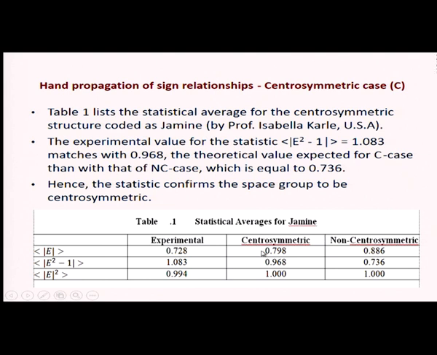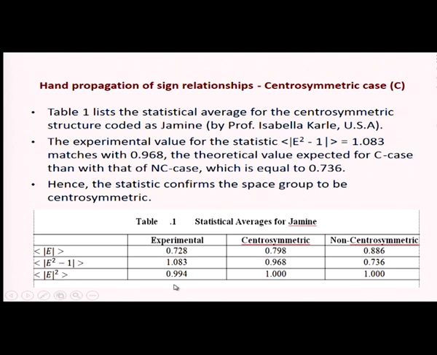Theoretically, there is a distribution for centrosymmetric structure and non-centrosymmetric structure. If you take the average of mod E, the average of mod E square minus 1, and the average of mod E square, there are three statistics. But which statistic is best? Why are we using statistics?